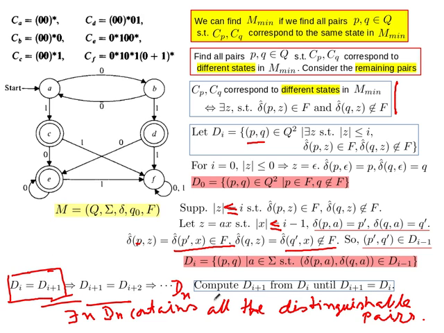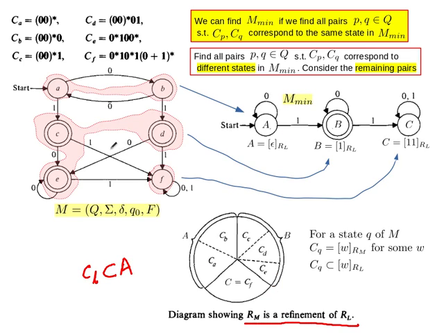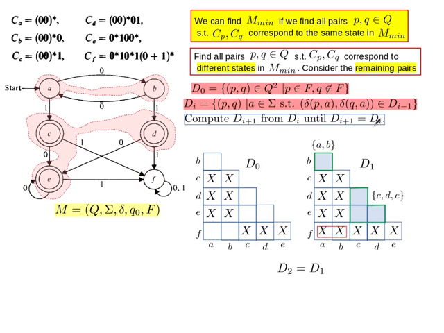And now you have all the distinguishable pairs, so you remove those. That means you are left with the pairs which should go together, which should be put together, and then you have this minimal DFA. Just to demonstrate this, what was our D0? It is all such pairs where one is in a final state and one is not a final state. So on one hand you have this A, B, F, and on the other you have this C, D, E.